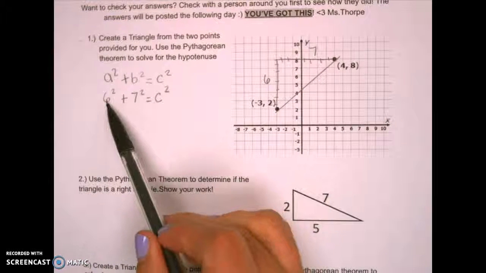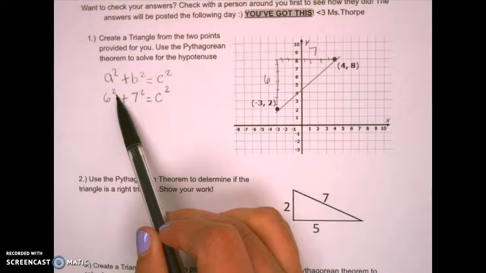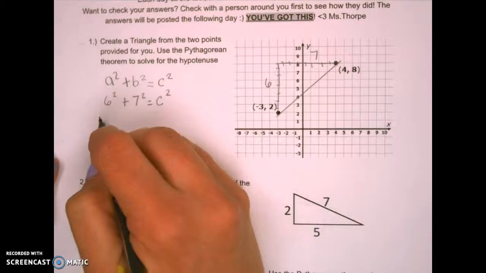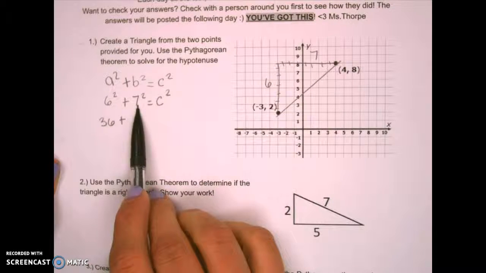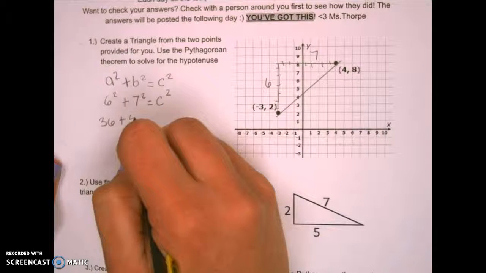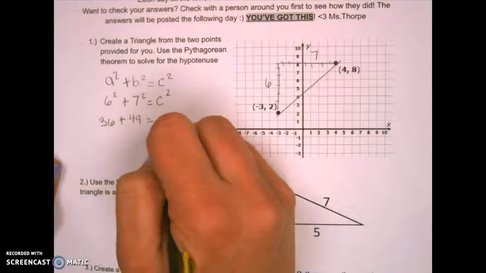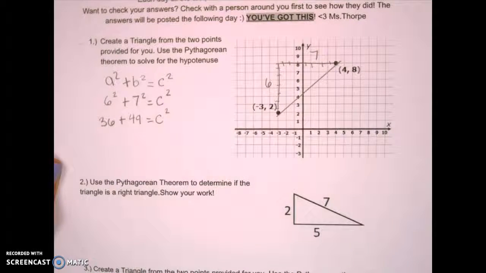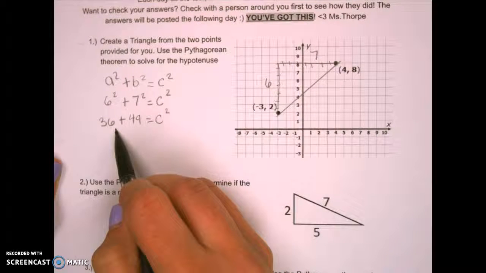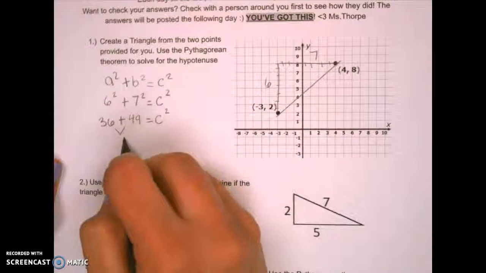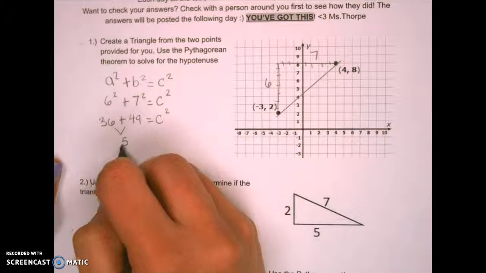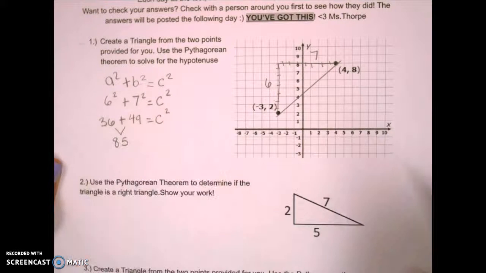If you recall, 6 squared is 6 times 6, which is 36. Same thing with this one, 7 times 7 is 49. The second to last step I need to do is add those two together. So 36 plus 49 is 85.